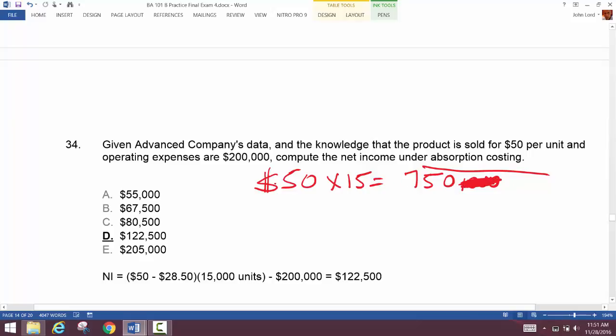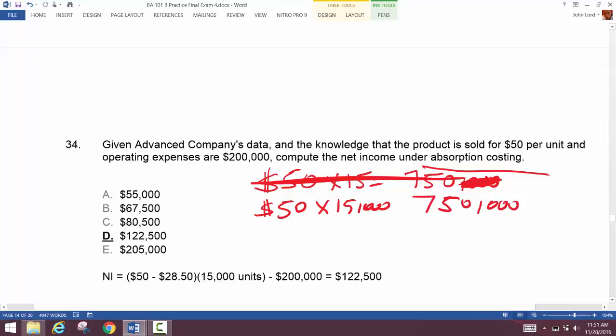Oh, 15,000 units. Sorry. Okay, let's start over on this. $50 times 15,000 units. That's the 750,000. Okay, good. Okay, then what? How about that's my sales. What about my cost of goods sold?